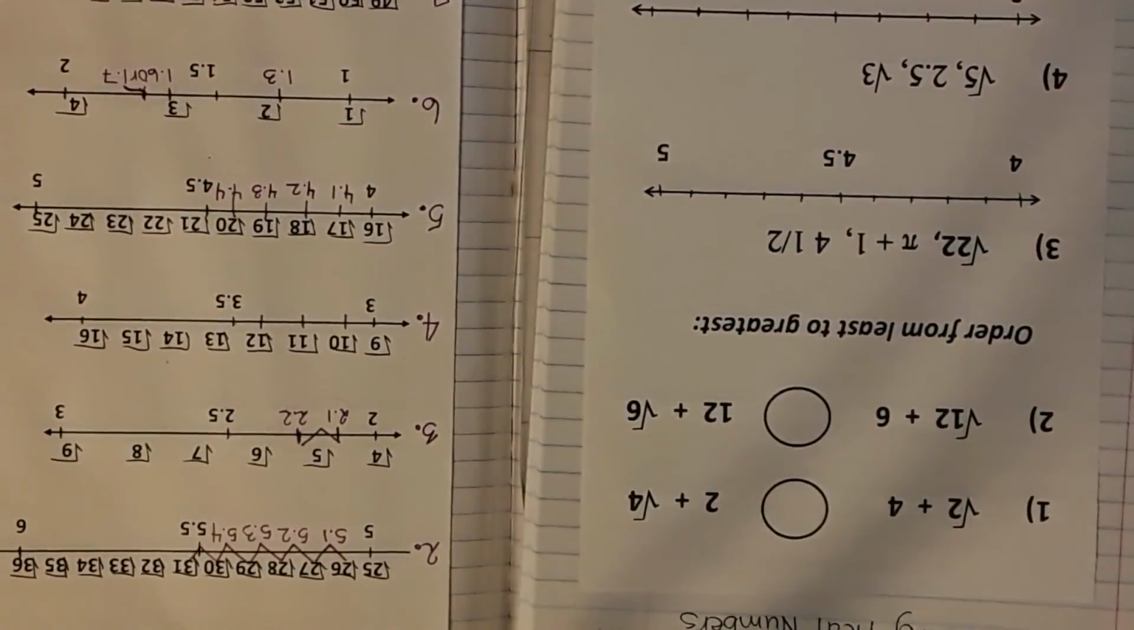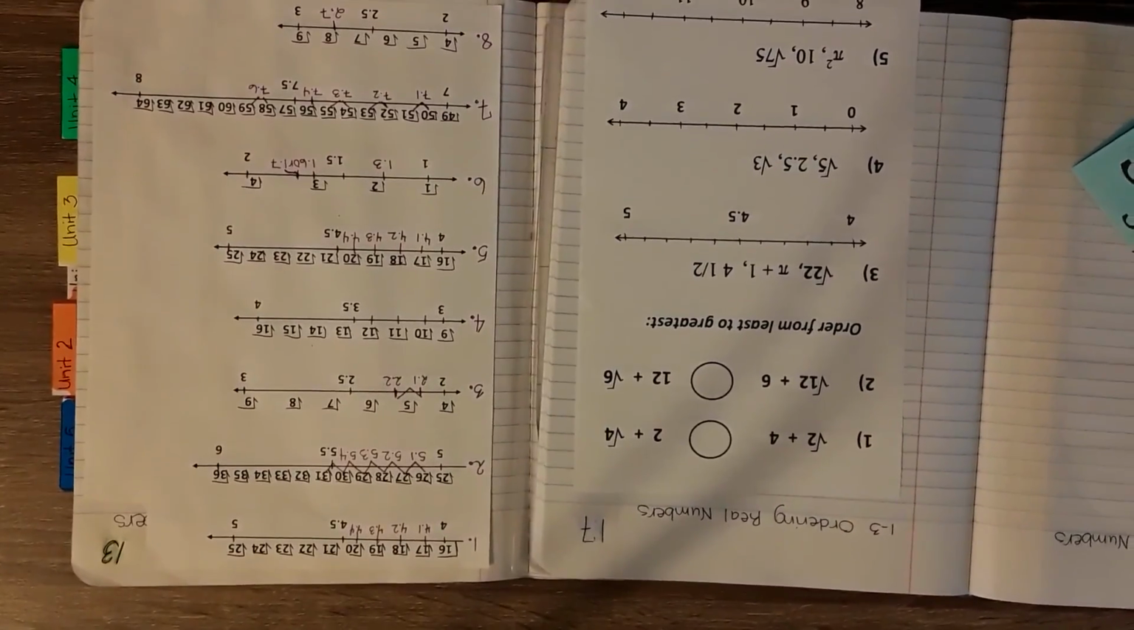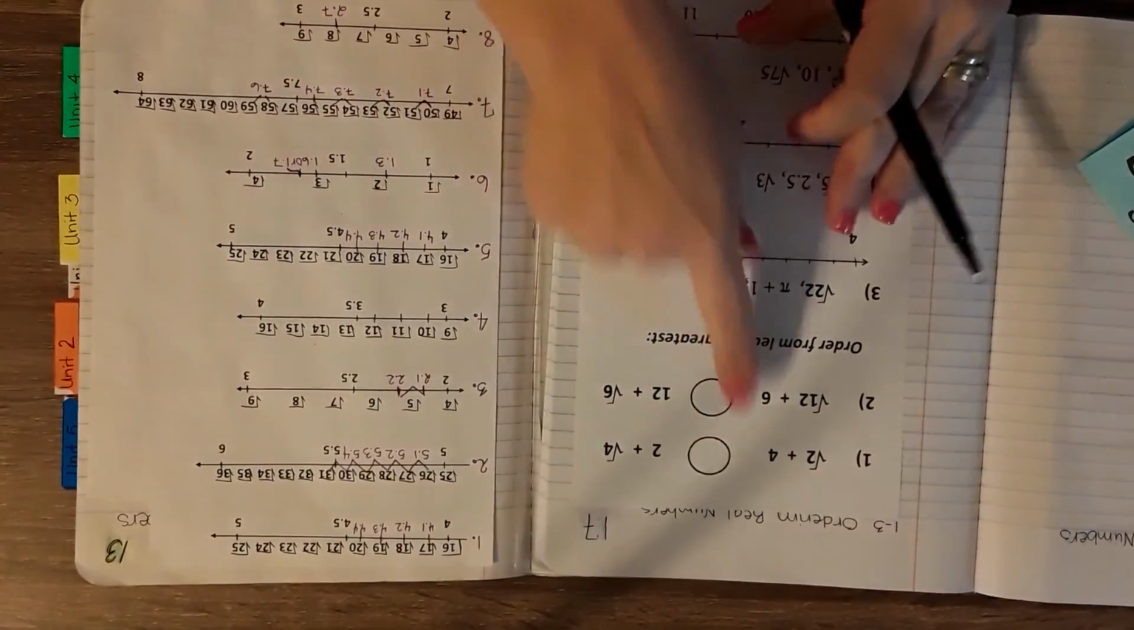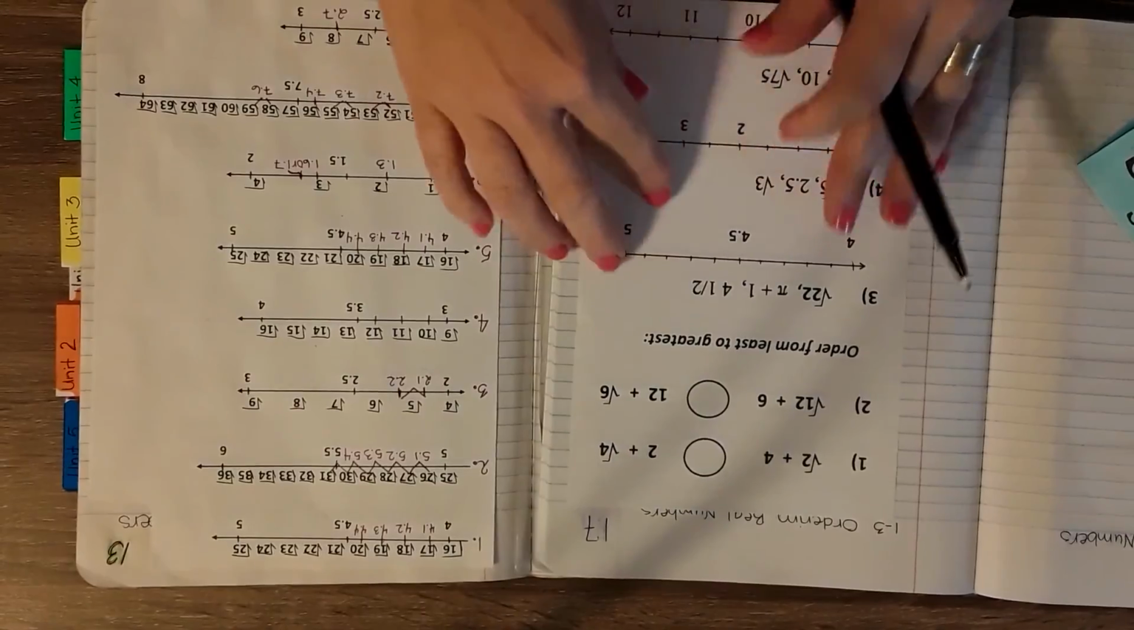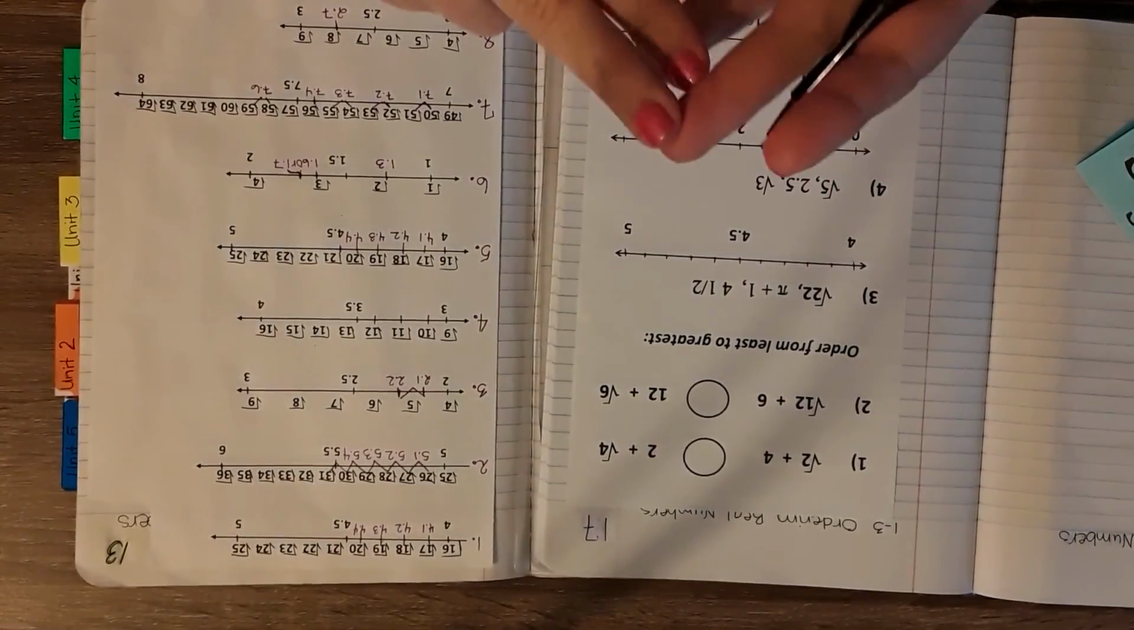Okay, here we go. I have page 17. Here we're going to order real numbers. The first thing I want to do is talk about these two, number 1 and number 2. We want to know are they greater than, less than, or equal to?